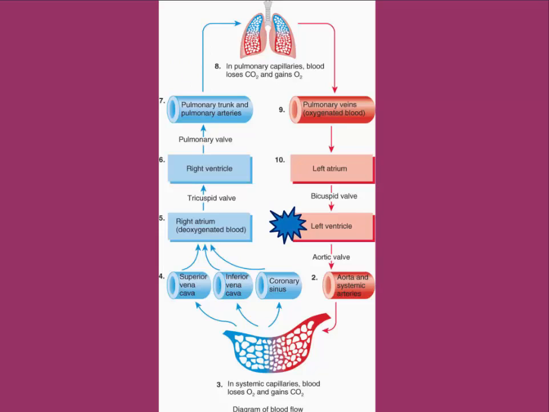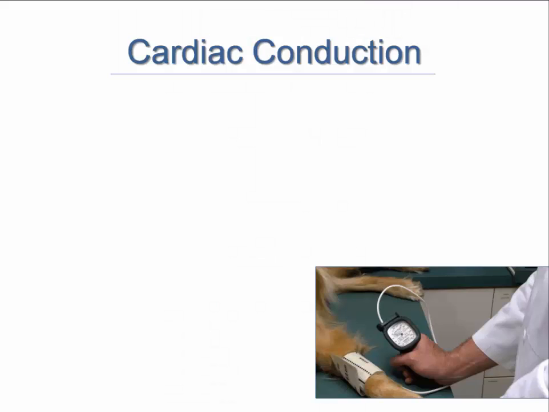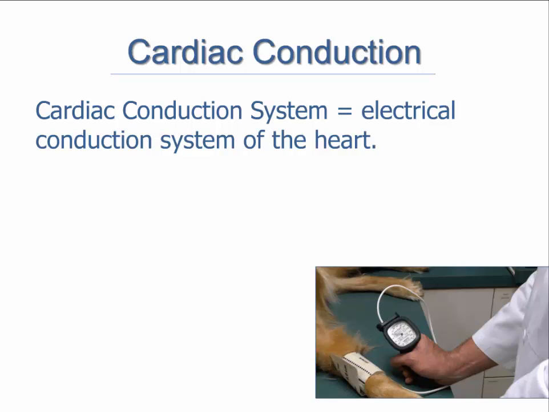Now that we have reviewed pulmonary and systemic circulation, let's take a look at some of the electrical impulses that control and regulate this process. The cardiac conduction system of the heart is also known as the electrical conduction system of the heart. This system, as you might be able to tell by the name, works in the heart to coordinate the electrical impulses that control and regulate the contractions of the heart muscle.